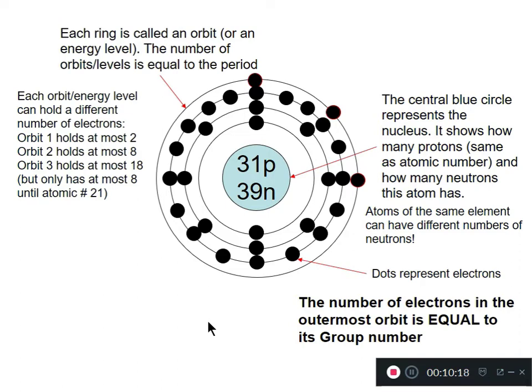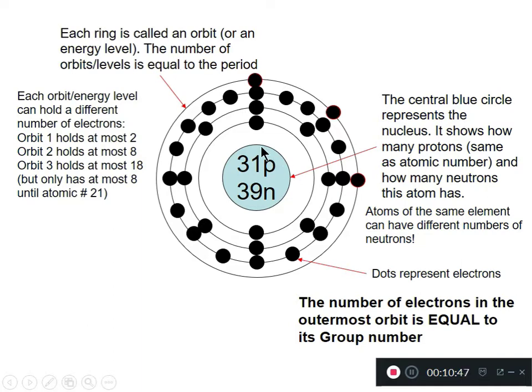Okay, so let's just kind of summarize again. If I'm looking at an orbit model, or I want to make an orbit model, I can get a lot of the information I need from the periodic table. Or if I'm given an orbit model, I can tell where it belongs in the periodic table. So again, each ring is called an orbit. We'll also call it an energy level, and the number of rings that I need to draw is equal to the period.